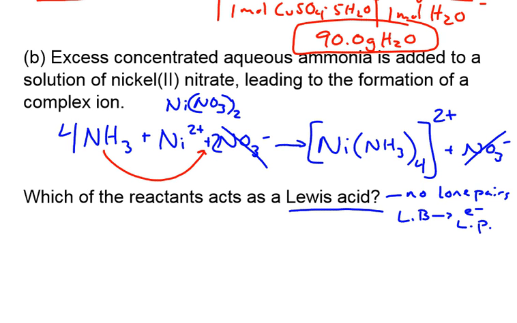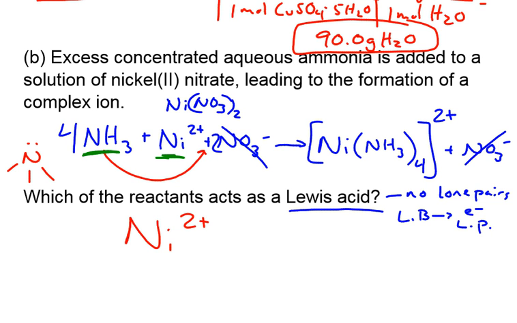A Lewis acid does not have lone pairs on it. A Lewis base has lone pairs on it. That's it. Instead of giving and taking H's, they give and take electrons. So between these two, the reactants, which one does not have electrons? Why do I know that doesn't have electrons? It's a positive charge. It gave away everything it had. Well, yeah, it has other ones, not valence electrons. Well, how do I know about NH3? Electrons. So the answer is Ni2+. Why? No electrons.